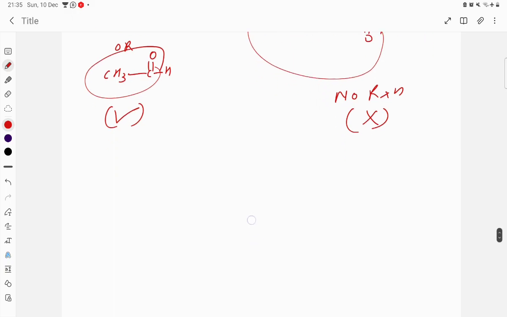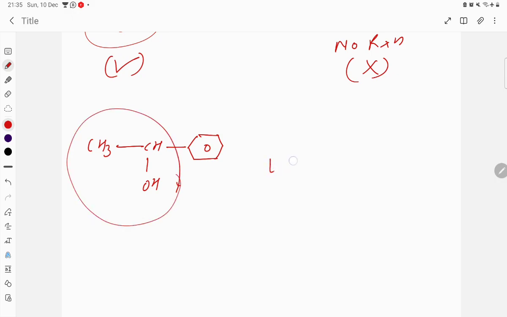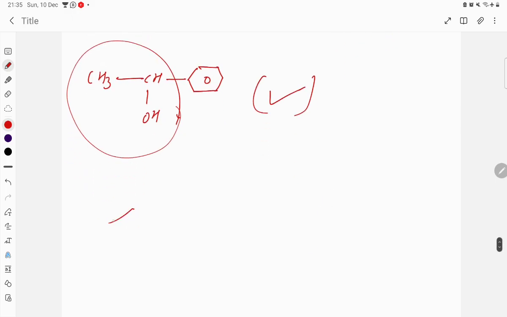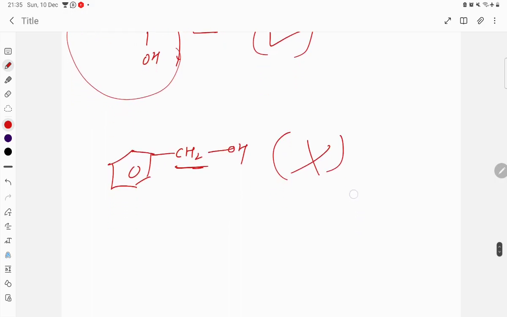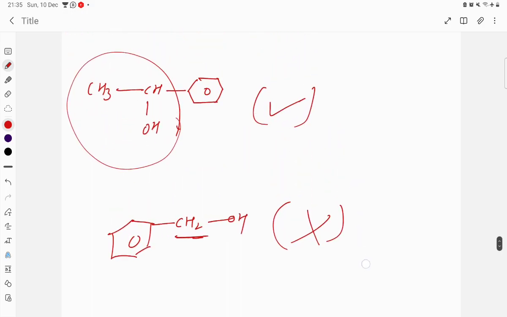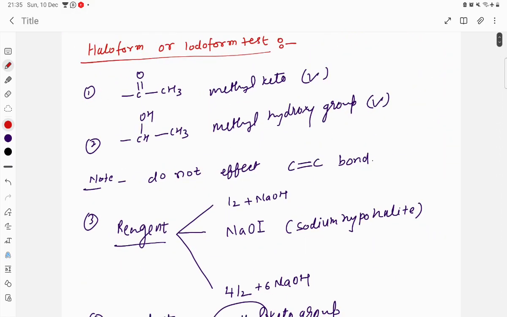Now if I have this question, CH3 CH and OH with this group, this is the methyl hydroxy group, it is going to give the test. But if it is like this one, CH2OH, this is not the methyl group, it will not give, this is not going to give. So this is all about the answer, student. There are many more problems, but you will be able to solve them. Thank you very much for watching, students.